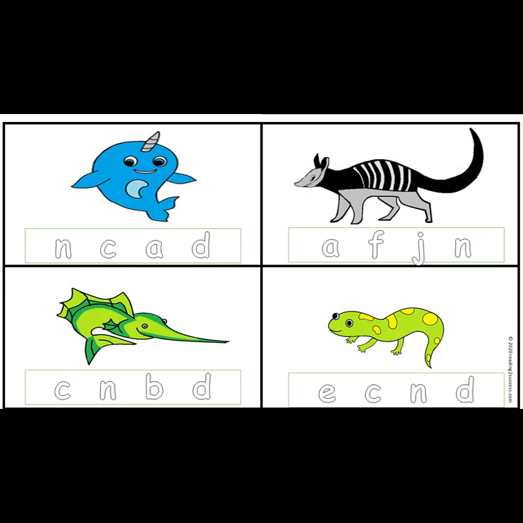In this activity, kids need to locate all of the N's and color them in. N is for narwhal, N is for numbat, N is for newt, and N is for needlefish. And this is an example of a completed practice page.